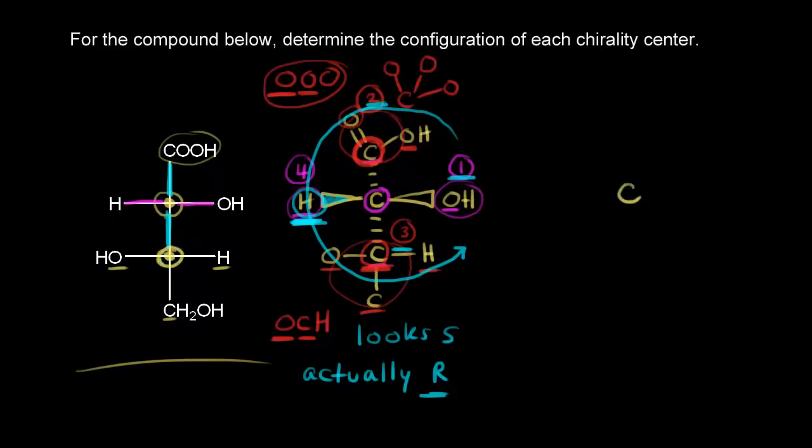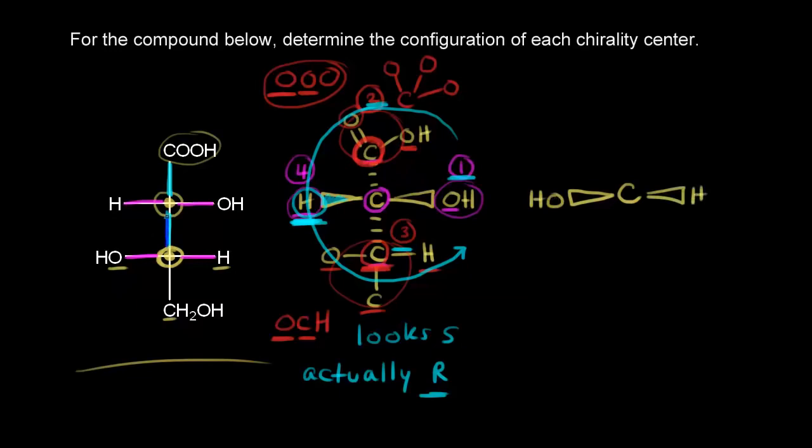And let's look at our horizontal lines. So we have a bond to an OH on the left and a bond to a hydrogen on the right, and those are coming out at us since those are horizontal lines. So the OH is on the left, and we have a hydrogen on the right. Let's look at our vertical lines.